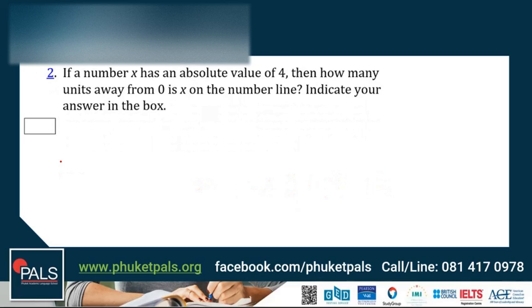Number 2. If a number x has an absolute value of 4, then how many units away from 0 is x on the number line? Indicate your answer in the box. Now, the absolute value of a number is the distance from 0 to the number. So, from 0 to 4 is 4 units. Therefore, the absolute value of 4 is 4.